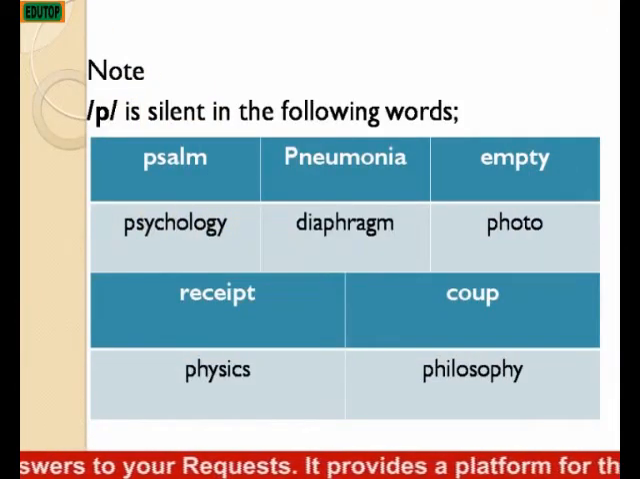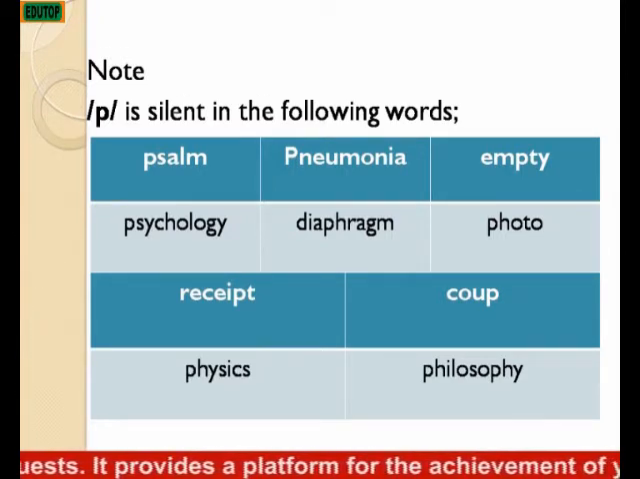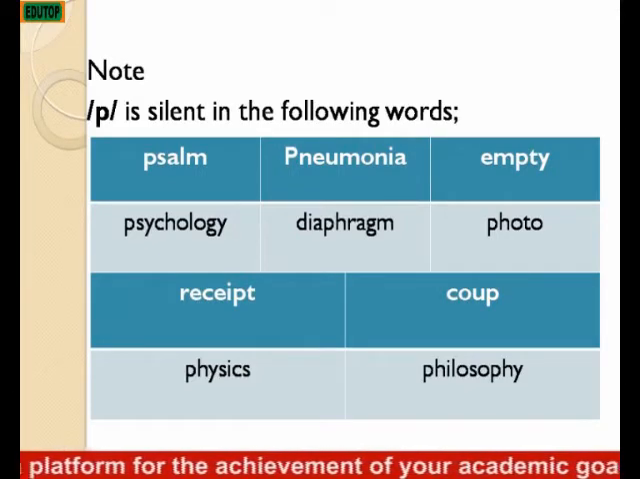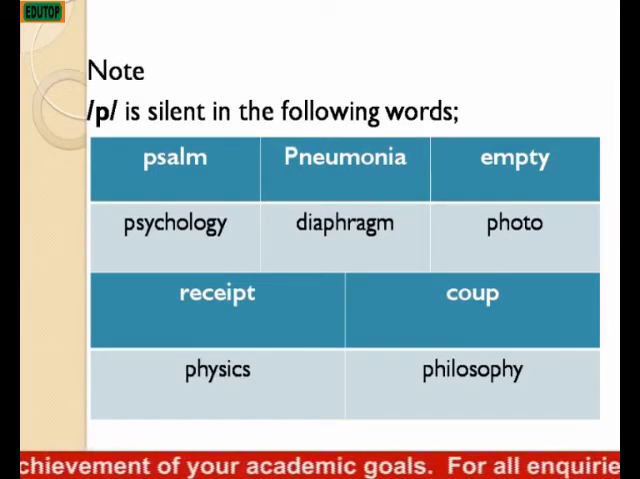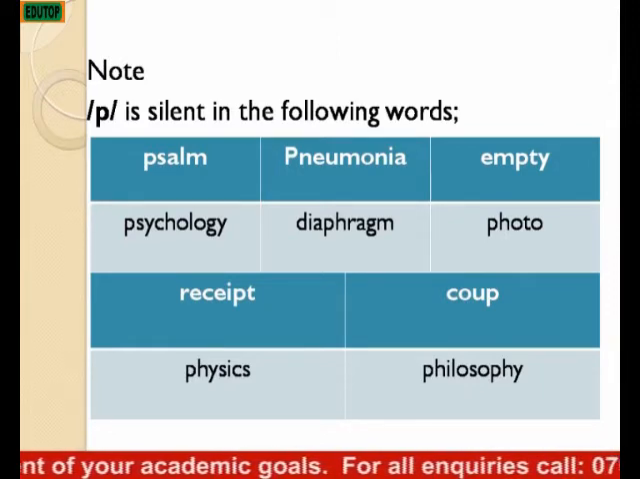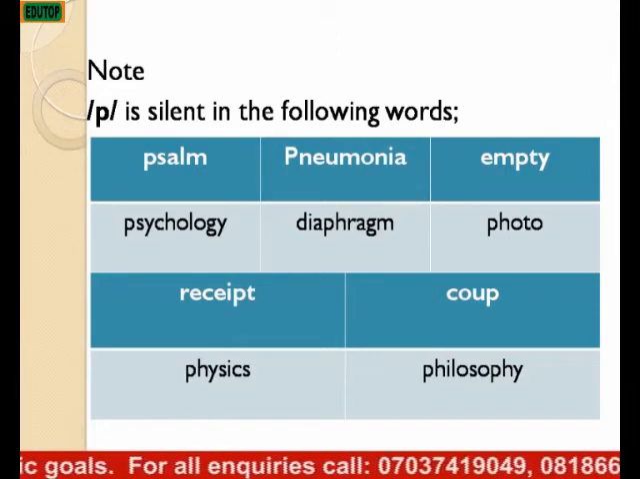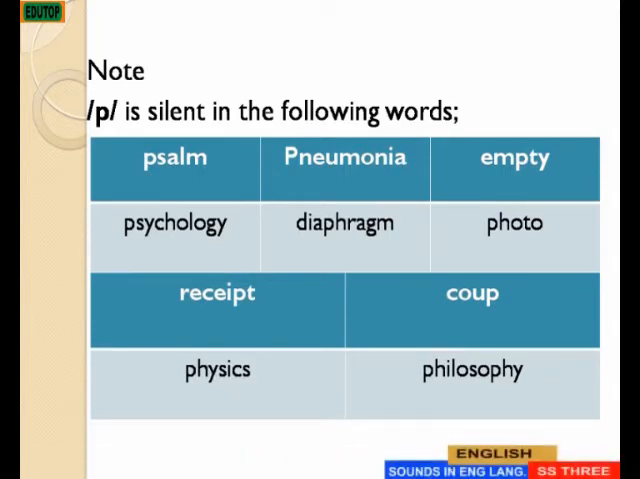We should note that p is silent in the following words. That is, when you see the letter in some of the words that we have outlined here, it is voiceless. It does not reflect in the pronunciation. Words like psalm, as in P-S-A-L-M, pneumonia, empty, psychology, diaphragm, photo, receipt, cupboard, physics, philosophy. You discover that it is only physically represented. It is not represented in sound.